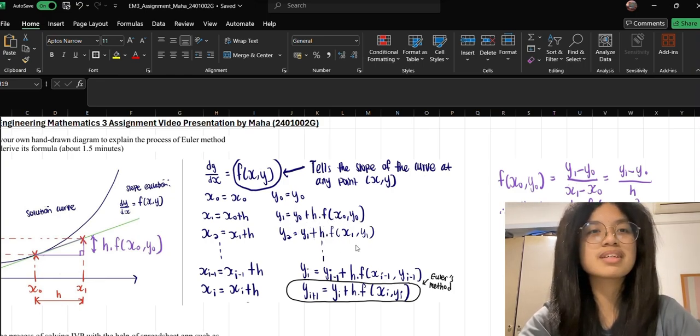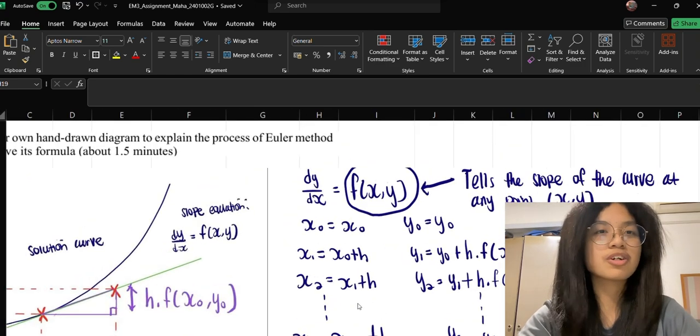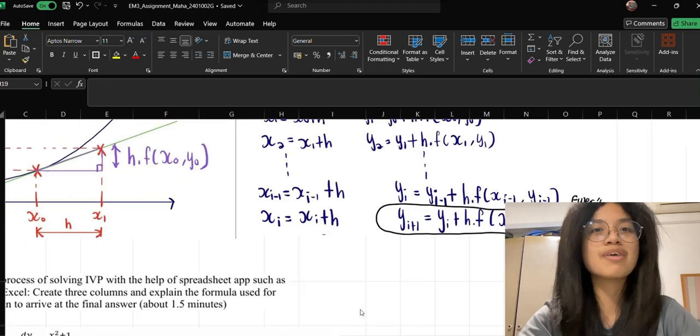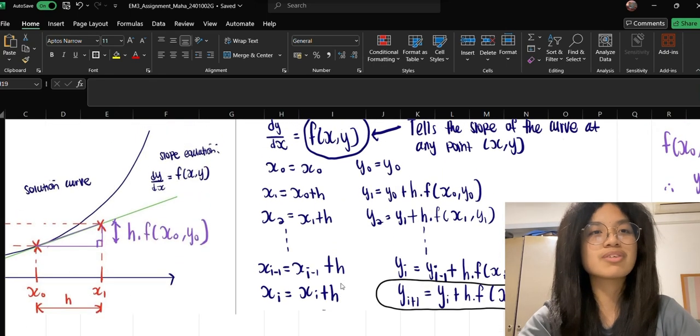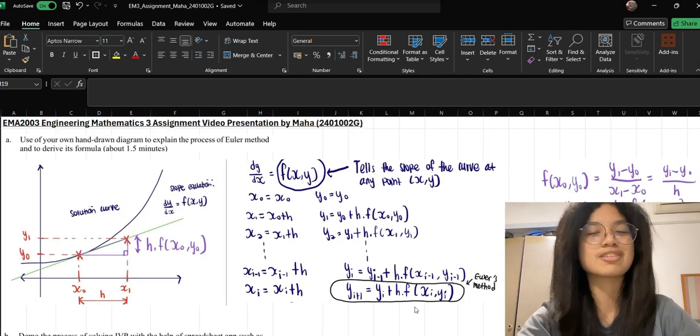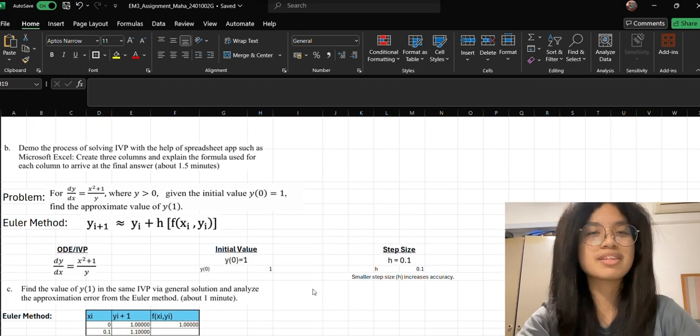Simply repeat the same steps to find the next coordinates along the slope. Eventually, the general solution for Euler's method is y(i+1) equals yi plus h times f(xi, yi). y(i+1) signifies the next value of y, and yi and xi signify the current values of y and x respectively. For the second part of this video, I'll now implement the Euler method in Excel.